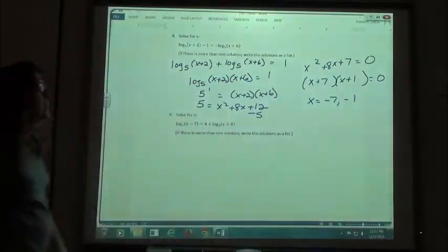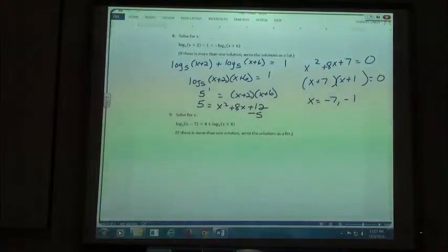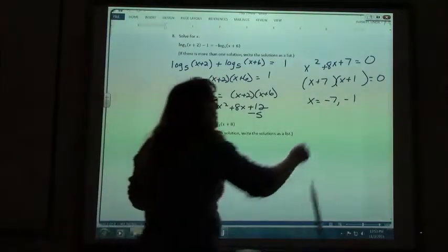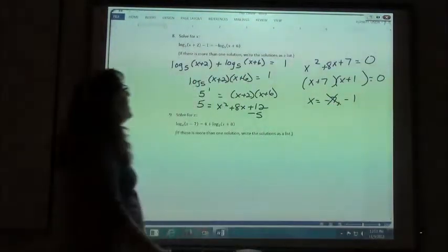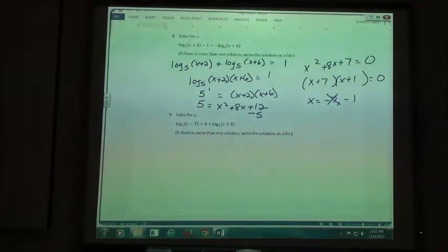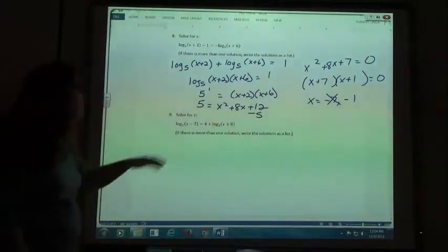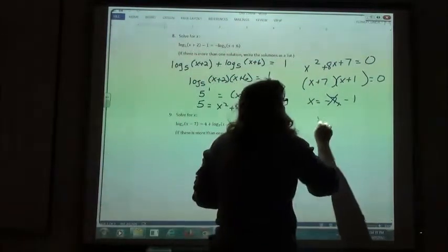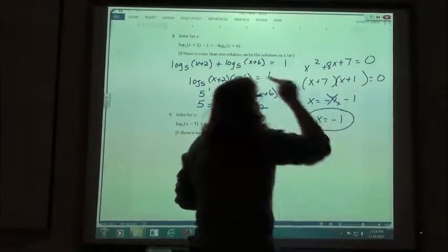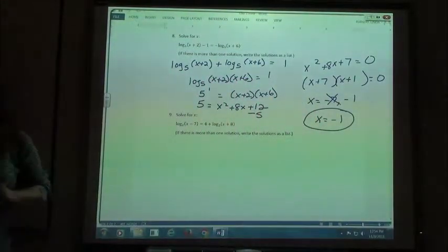Can I have negative 7 for an answer? No, because negative 7 plus 2 is negative 5, and I can't do the log of a negative 5. Can I have the negative 1 for an answer? Yes, I can. Negative 1 plus 2 is a positive 1. Negative 1 plus 6 is a positive 5. So those are both all right. So I'm just going to use x equals negative 1.